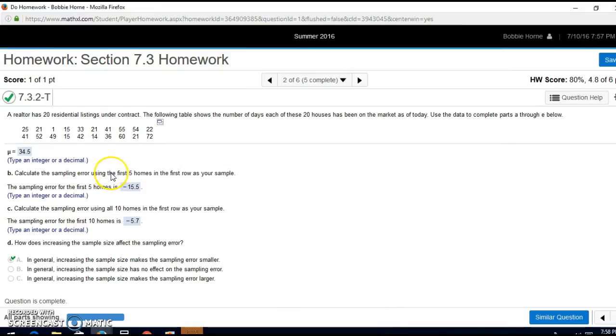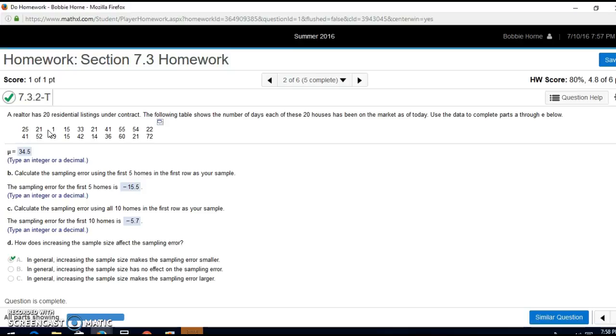Now, to calculate the sampling error, we're going to use the first 5 numbers. This is our sample. We're going to find our sample mean, and we already know mu, our population mean. So we're going to use the first 5 homes. That's our sample. We're going to add these 5 numbers up and divide by 5.